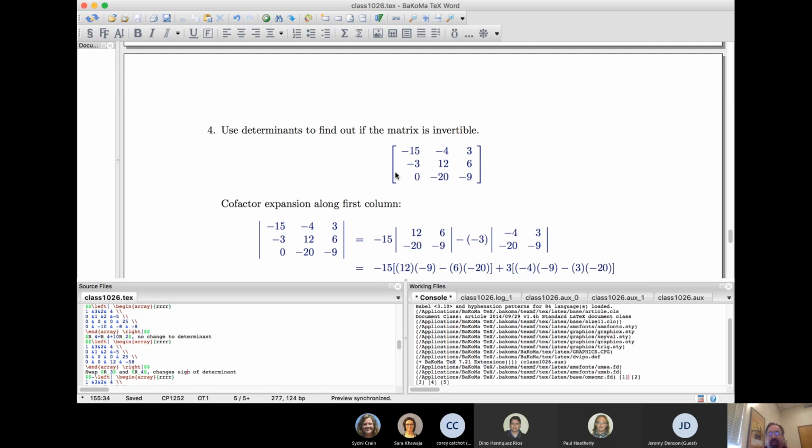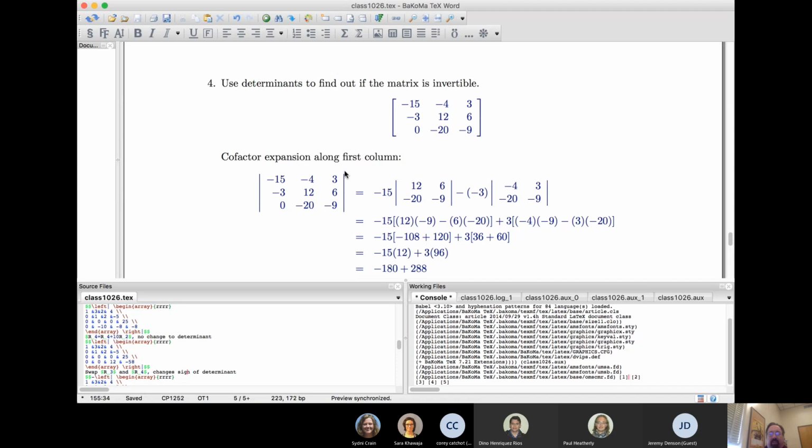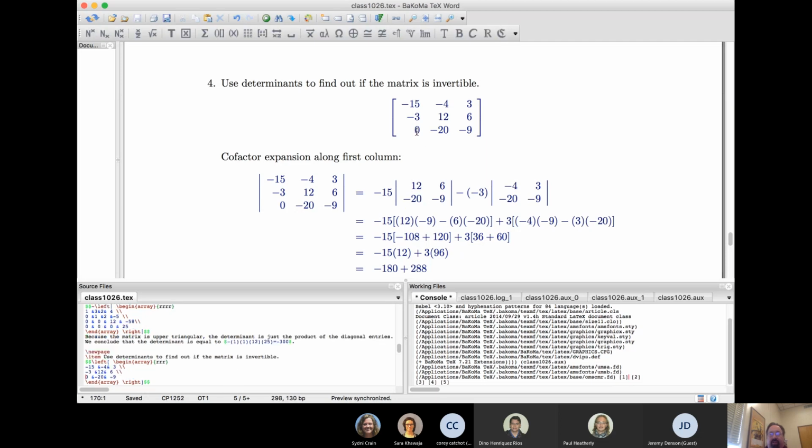We're going to get its determinant in whatever way. I've just happened to choose performing a cofactor expansion along the first column, just to take advantage of this 0 entry right here.